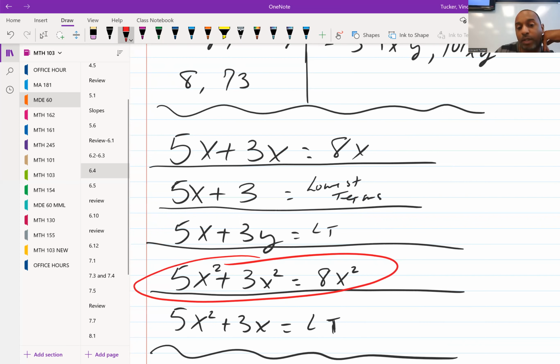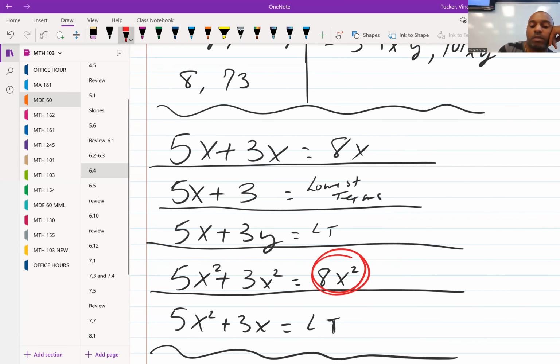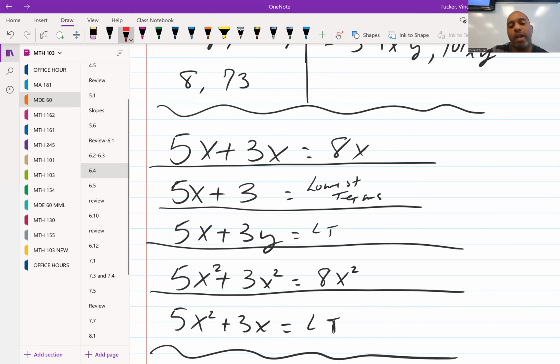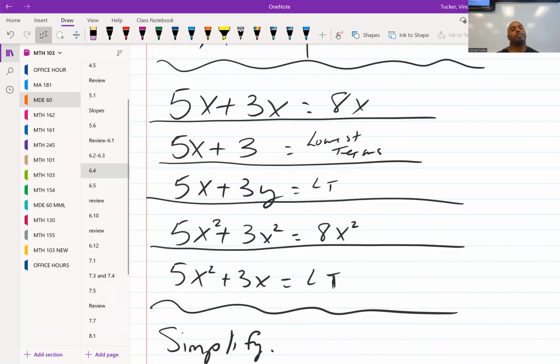Fourth one, 5x squared plus 3x squared. Both of them have x squared. So you go ahead and add the 5 and 3, which gives you 8. Notice that's 8x squared, so we don't change the exponent. And then in the last one, 5x squared plus 3x. One has the power of 2, the other one doesn't. So you cannot add them together, and it's already in lowest terms. Questions? Any questions?